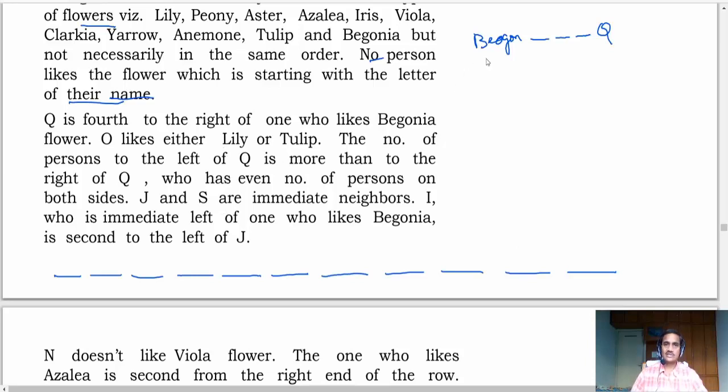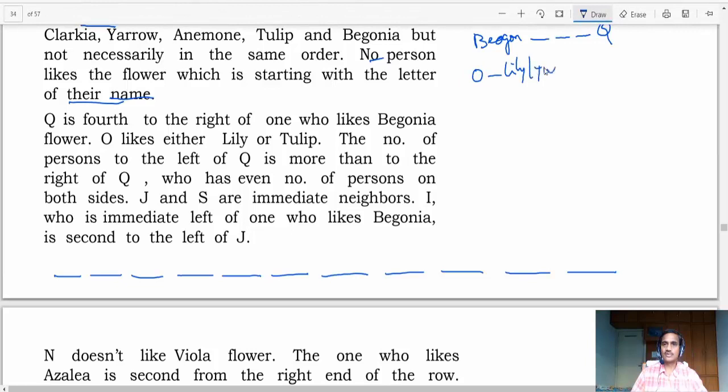O likes either lily or tulip. O is either lily or tulip. The number of persons to the left of Q is more than to the right of Q, who has an even number of persons on both the sides. Left hand side more than Q.